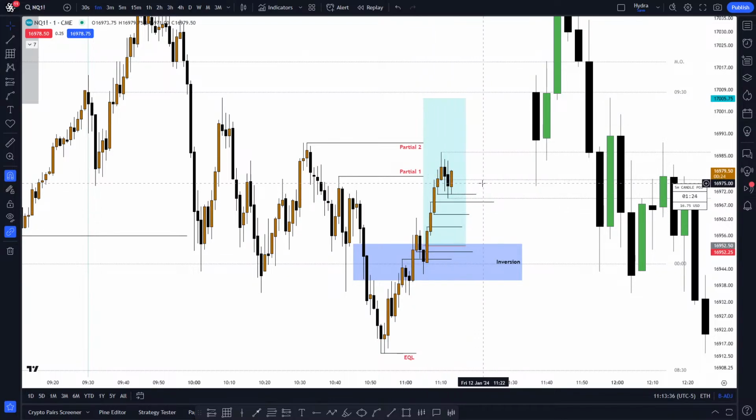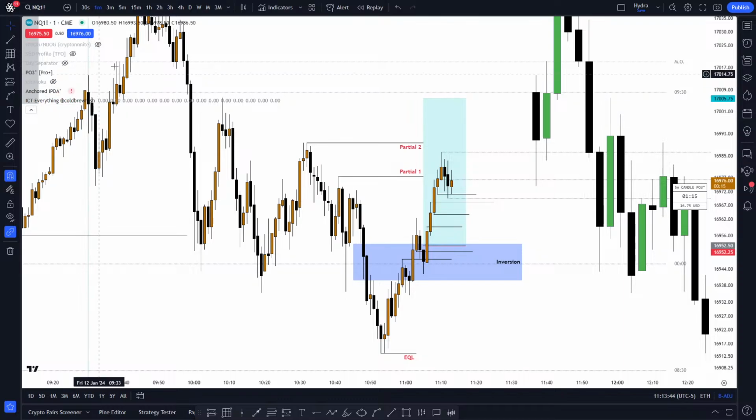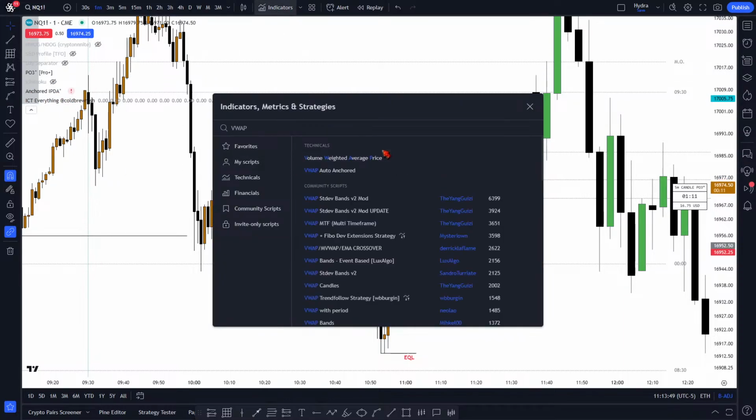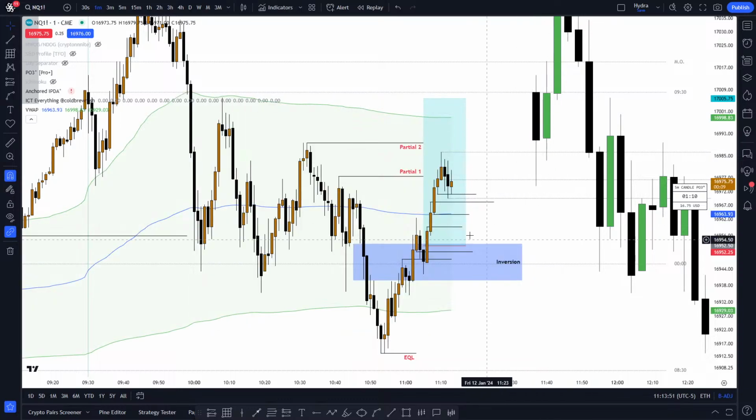VWAP: under the blue line is the buyer zone, and above the blue line is the supply zone. Okay, let's check. Where is it? VWAP. Okay, so above this blue line we are buying, and below this blue line we are selling, right?